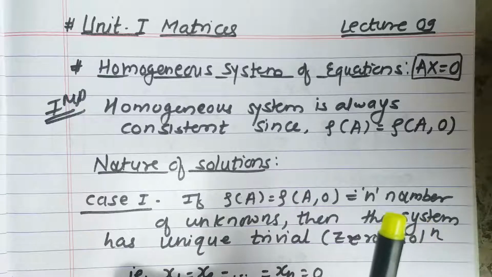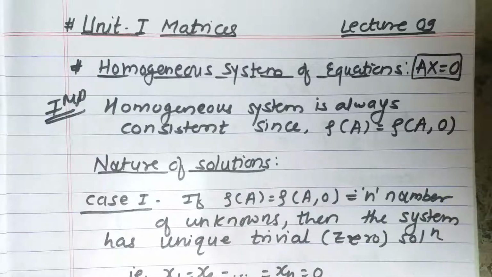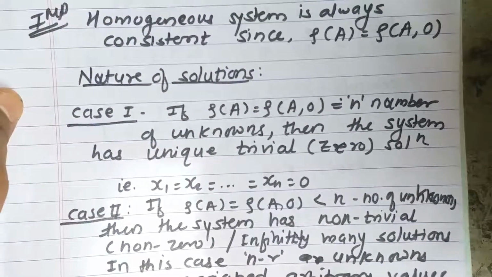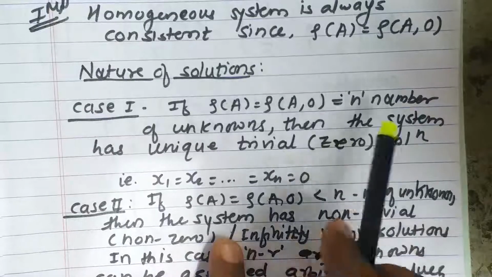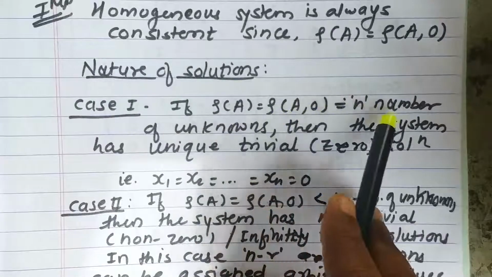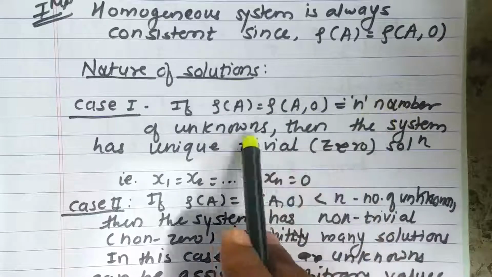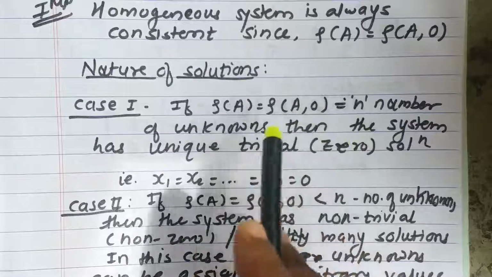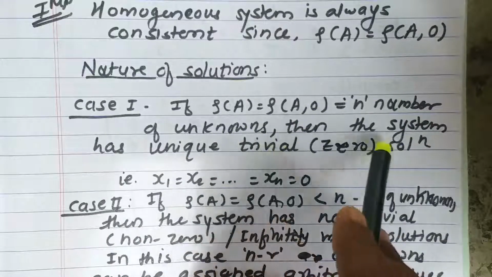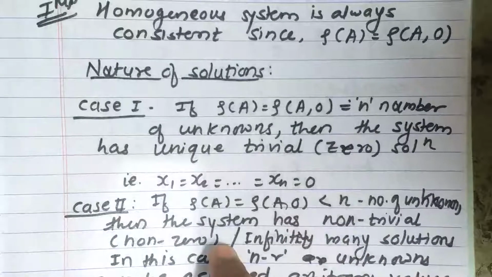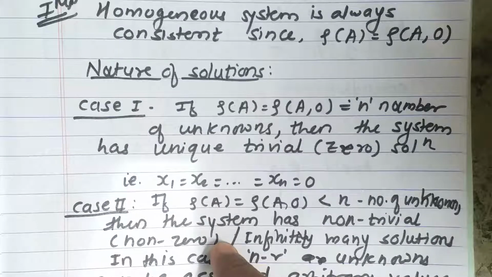Now the homogeneous system may have two types of solutions, like non-homogeneous systems. That depends upon the rank and the number of unknowns. When you compare the rank of matrix A with the number of unknowns n, if they are equal, then the system will have a unique and trivial solution. The meaning of the word trivial is zero solution. It means all the unknowns will have a single value, and that value of every variable will be trivial, that is 0.